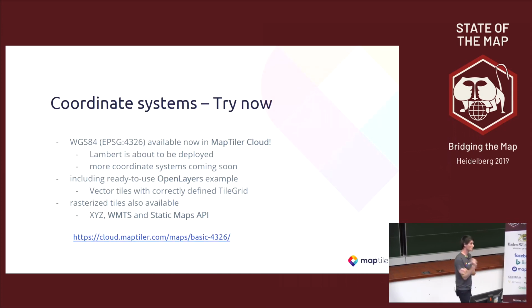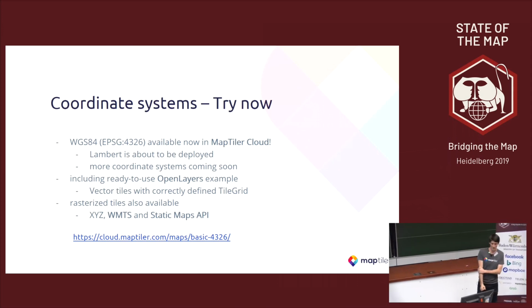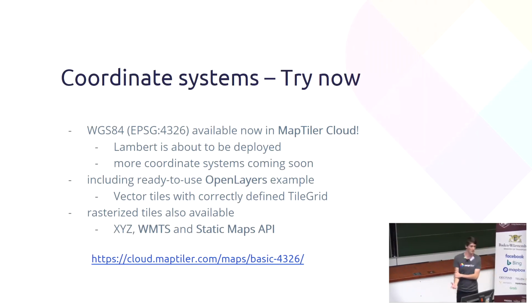Now, if you want to use one of these coordinate systems, you have basically two options if you want to go with our stack. The first, the easiest one, is to go to maptiler.com/cloud, create a free account, and start using it. As I said, WGS84 is there. Lambert may already be there, as our developers are working today on deployment. If not, it will be there today, tomorrow, Wednesday at the latest. So check it out. And more coordinate systems are coming soon.